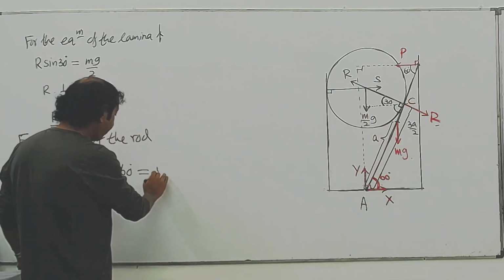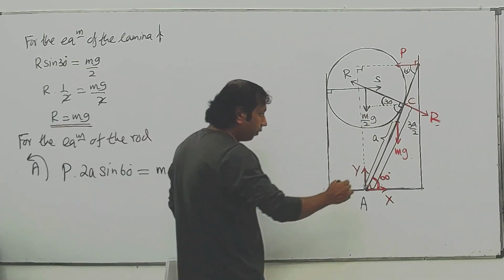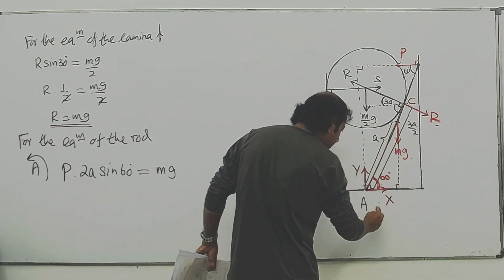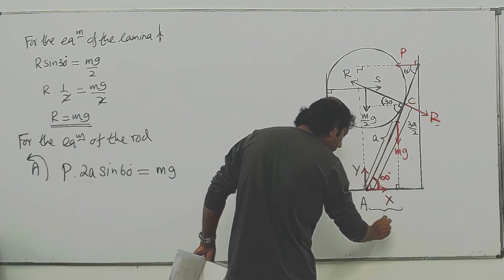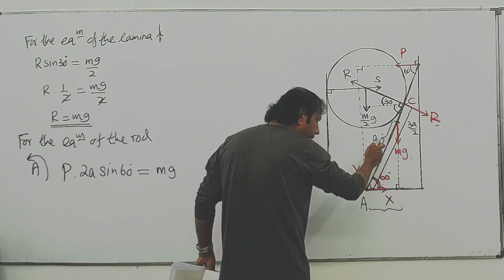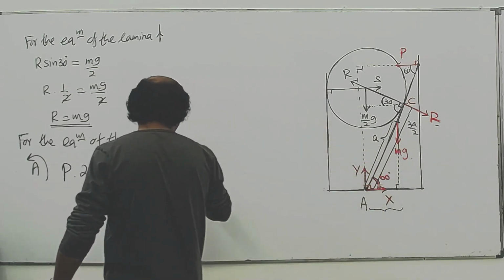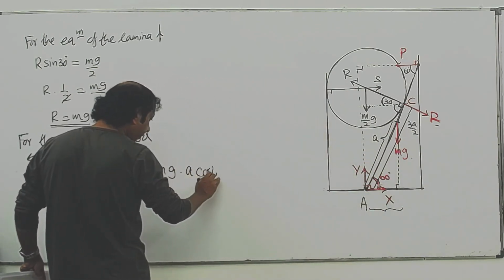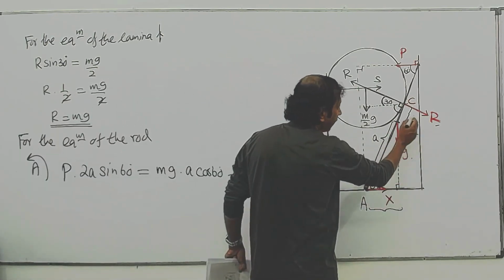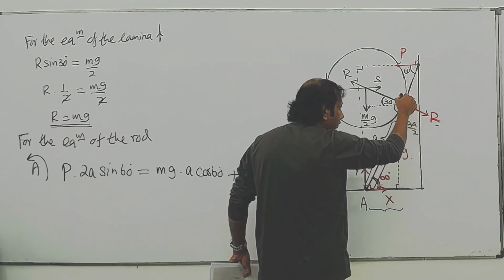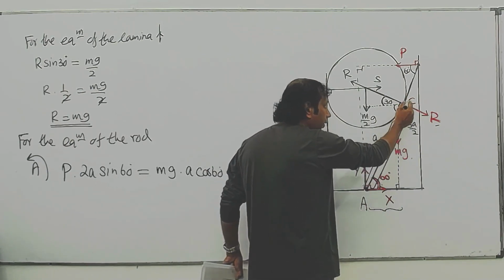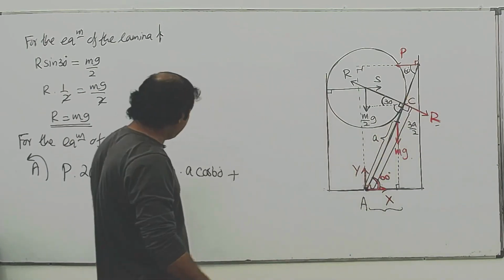mg. Right. Draw a perpendicular like this. Then the distance, this we need. This is 60. The length from here to here is a cos 60, so mg into a cos 60. Plus, by this R the moment, here this is 90. Then for this line of action of R, the perpendicular distance from A is from here to here, that is AC, 3a by 2. R into 3a by 2.